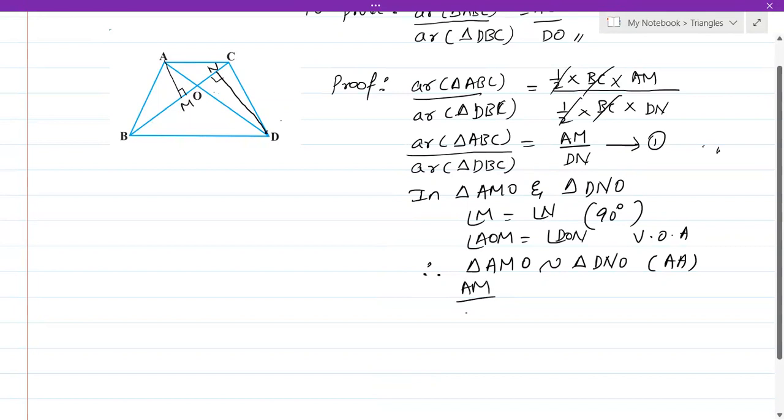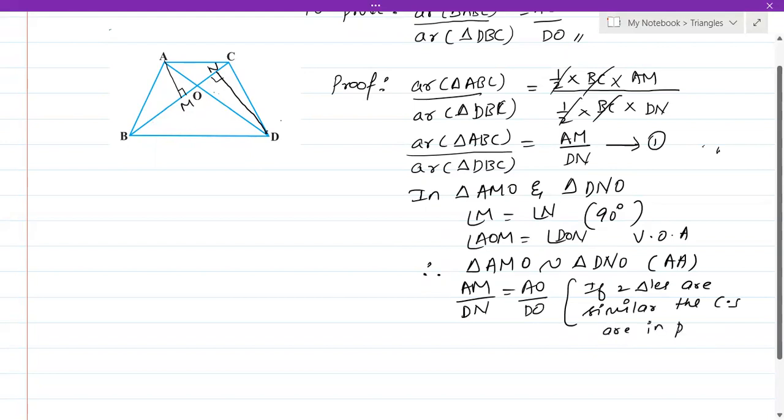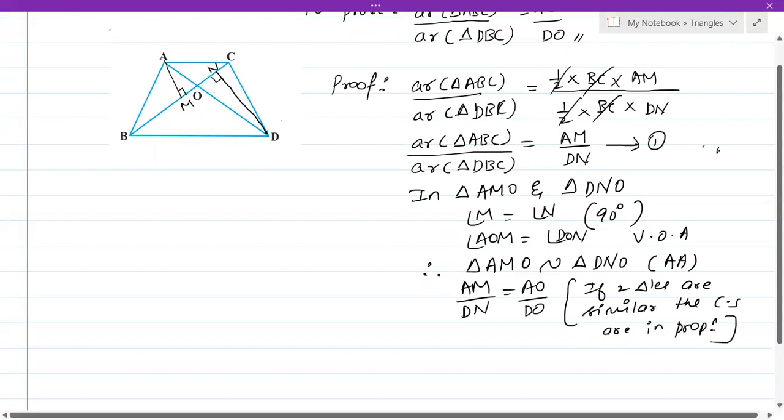Therefore, we get AM by DN, the first two alphabets, AM by DN is equal to MO by NO, which is not required for us. So let's eliminate it. The first and the last, AO by DO. What is the reason for this? If two triangles are similar, then corresponding sides are in proportion.